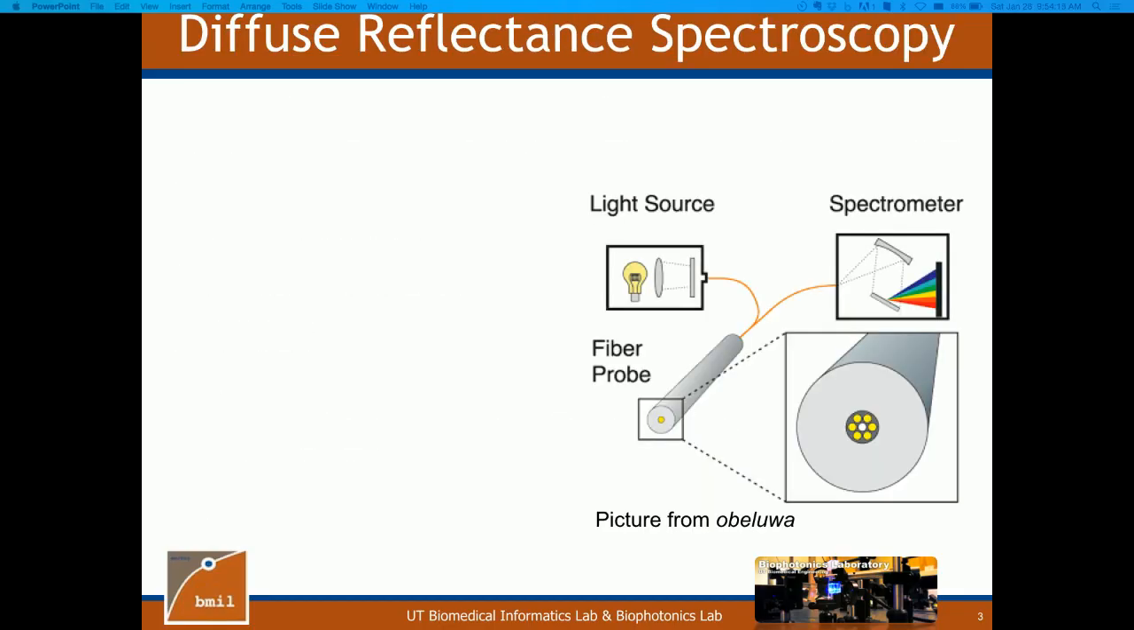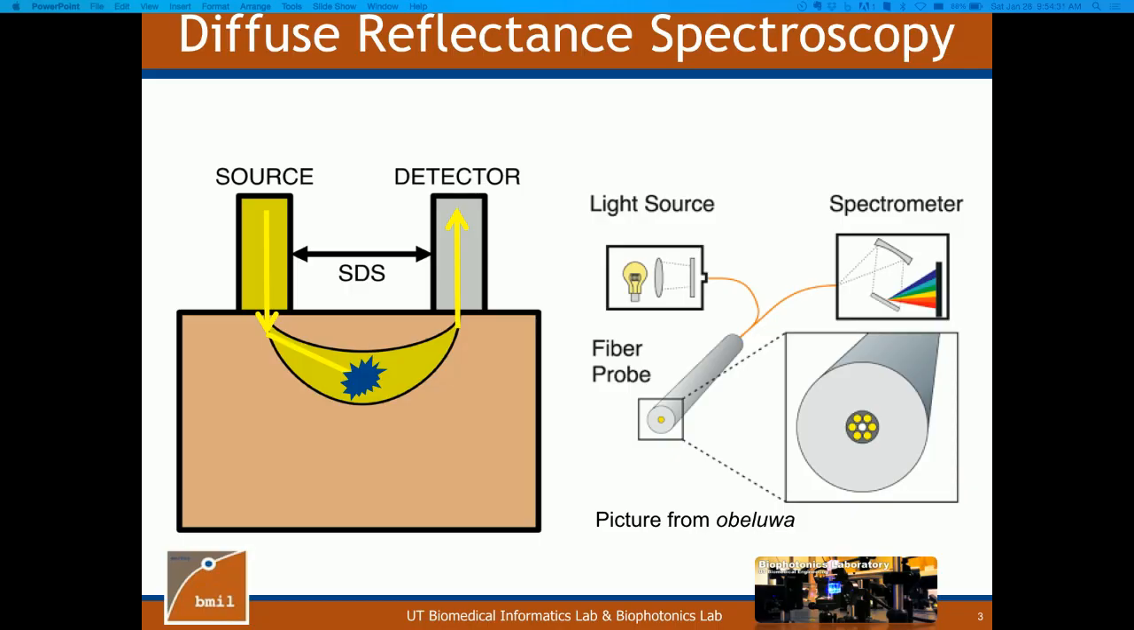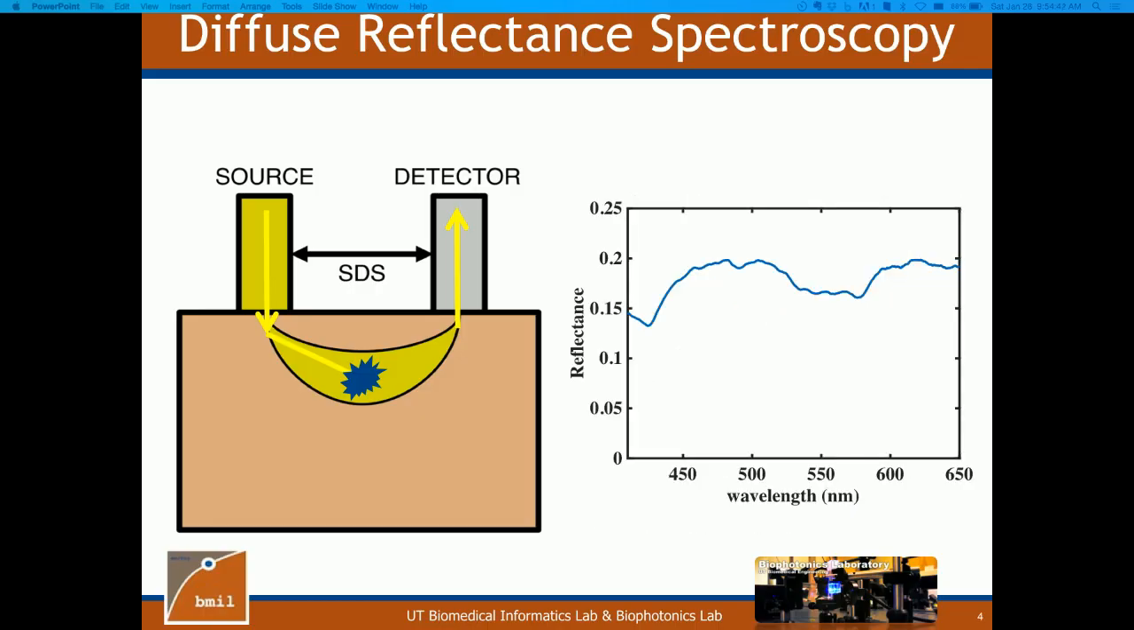Diffuse reflectance spectroscopy has been widely used to measure tissue for decades. We use a fiber probe to shine light on tissue. Light is injected into tissue and undergoes scattering and absorption. The collected light is called diffuse reflectance. This setup is simple, but the key is to extract quantitative information about tissue structure, compositions, and biochemical properties of tissue from the measured spectra.